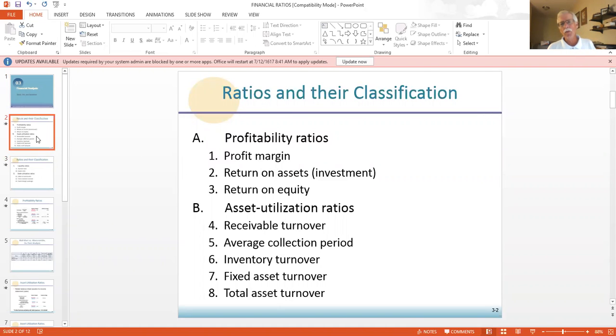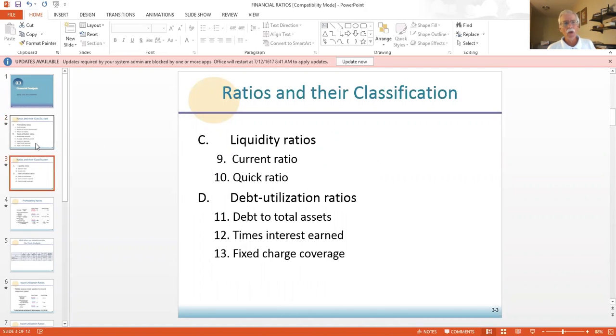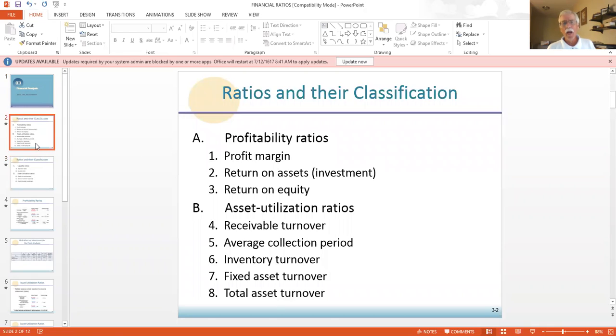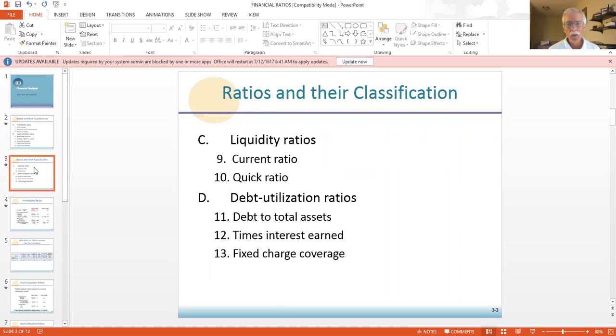Under profitability ratios, did we or did we not make money? Asset utilization ratios, how hard are our assets working for us? How well are accounts receivables working, inventories, and fixed assets? Under liquidity, how well are we positioned to pay bills and maybe to make investments? Finally, debt utilization ratios tell us how indebted we might be.